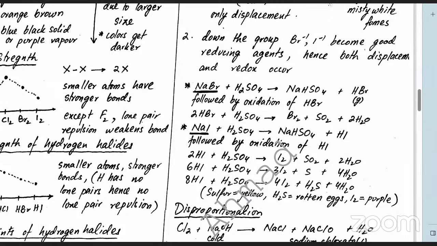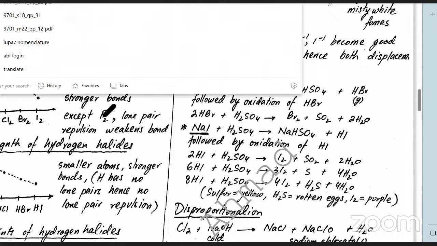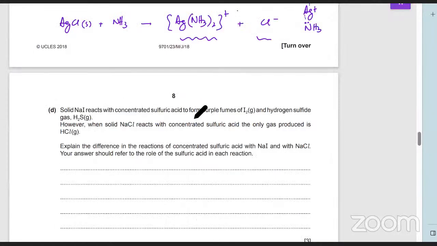ये basically यहाँ पे लिखना है. This question is saying that NaI reacts with sulfuric acid to form purple iodine and H2S. However, NaCl reacts with sulfuric acid and the only gas produced is HCl. So you have to explain the difference in the reaction. Your answer should refer to the role of sulfuric acid in each reaction. So for the first one, पहले लिख दो कि Cl-1 is not a good reducing agent.